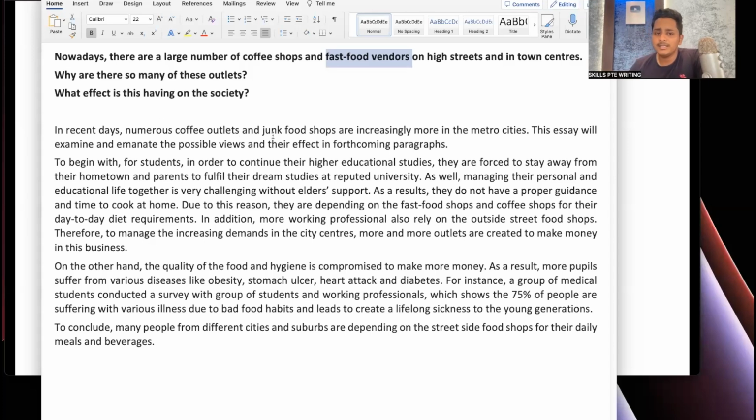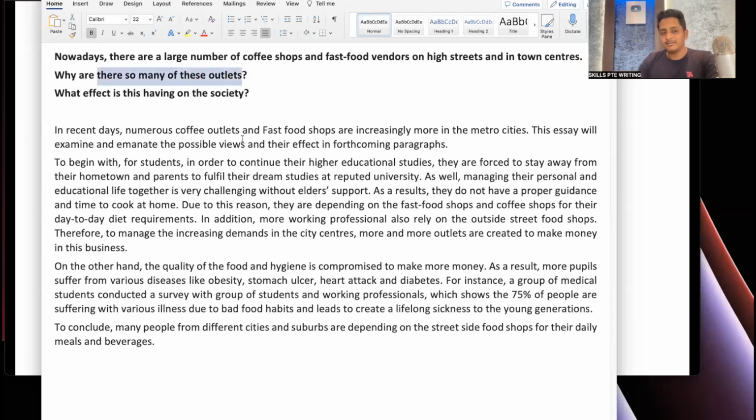In recent times, pay more attention. Numerous coffee outlets and junk food shops. Don't use junk food. It's okay, you can use fast food only. It's okay. No problem in repeating the word, there is no problem. Numerous outlets and fast food shops are increasingly more in the metro cities. This essay will examine and elaborate on the possible views and their effect in the forthcoming paragraphs. Elaborate means to dig, to understand more.